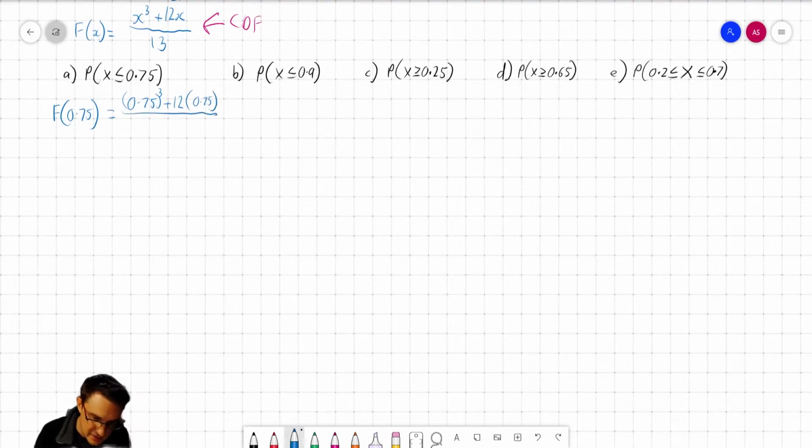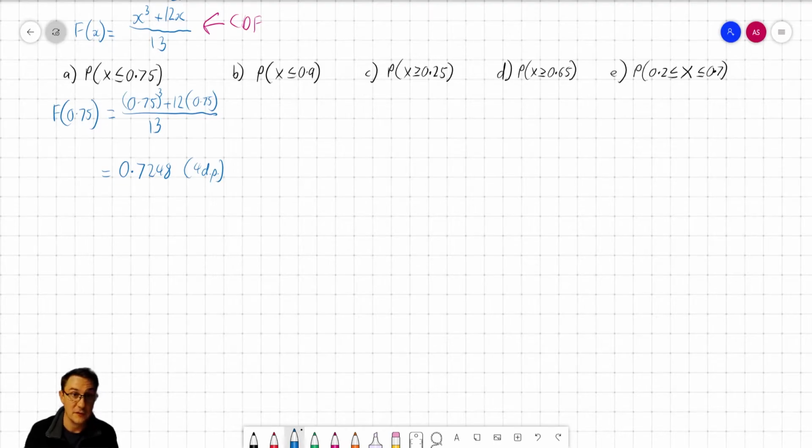That's all going to be over 13. Now, as we type this into a calculator, what we get is our answer is 0.7248. And again, this is rounded to 4 decimal places as we're asked to do in the question. That's the first one done.